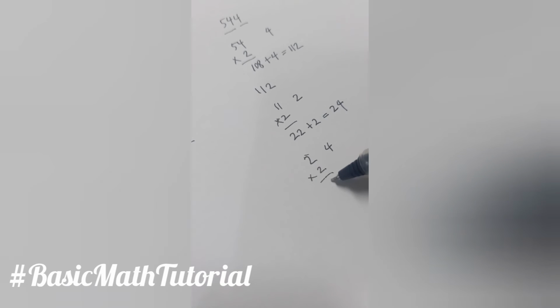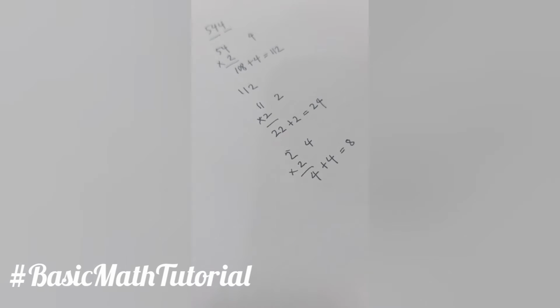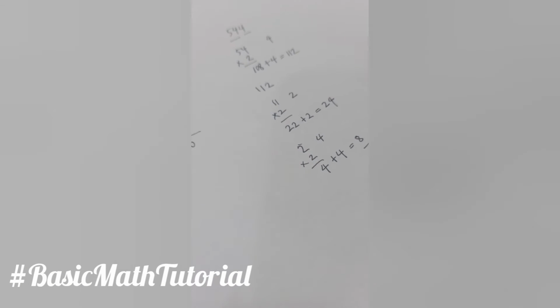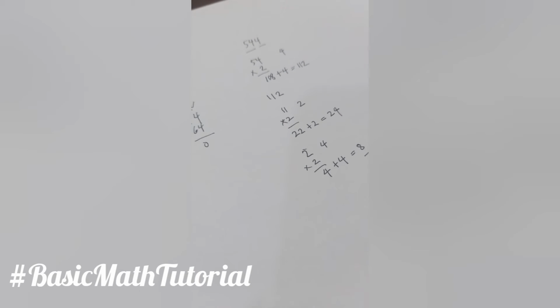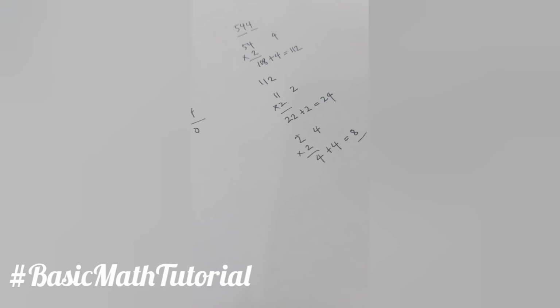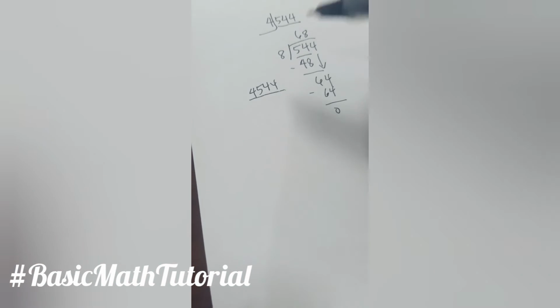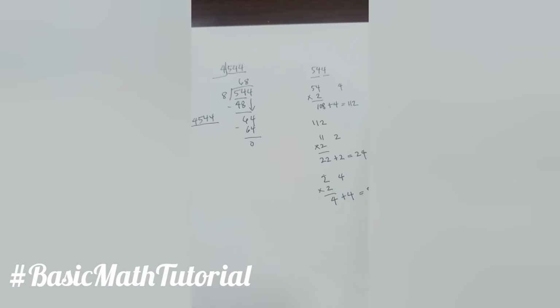Double this 2, result to 4, and add the ones digit 4, resulting to 8. So the result will be 8. 8 is a multiple of 8. 8 is a multiple of itself. So meaning to say, 544 is divisible by 8. 544 is a multiple of 8. So since 544 is divisible by 8, the entire number 4,544 is a multiple or divisible by 8.